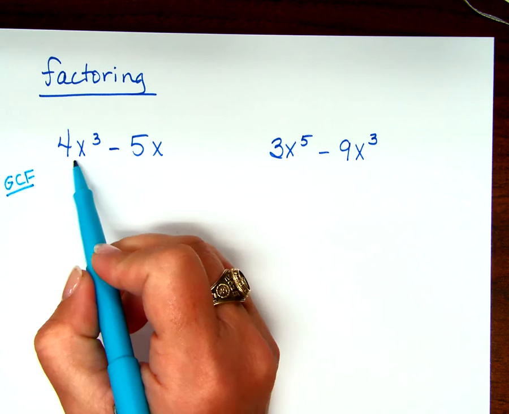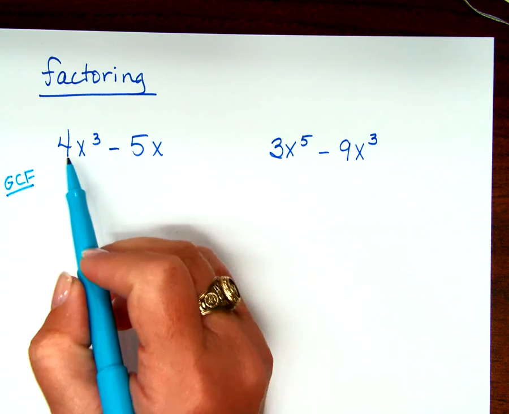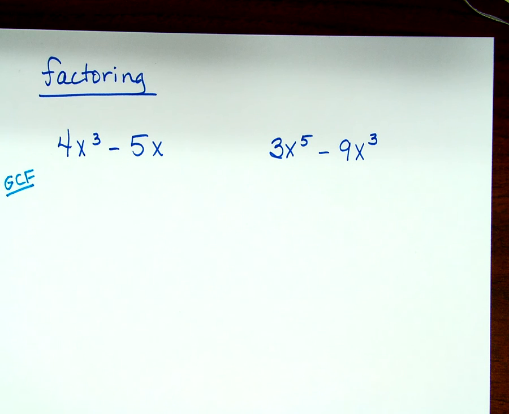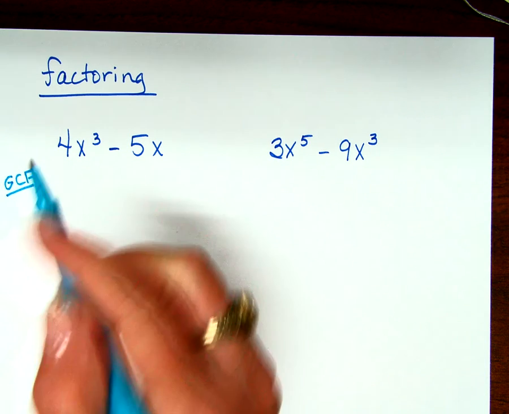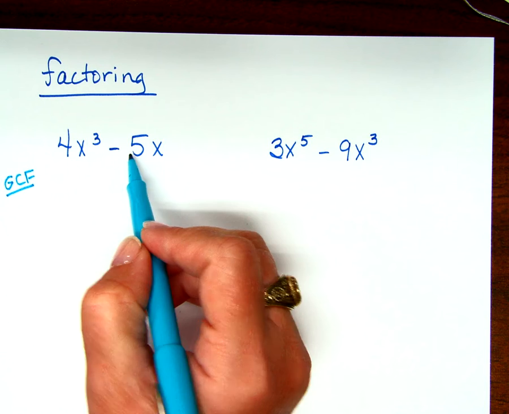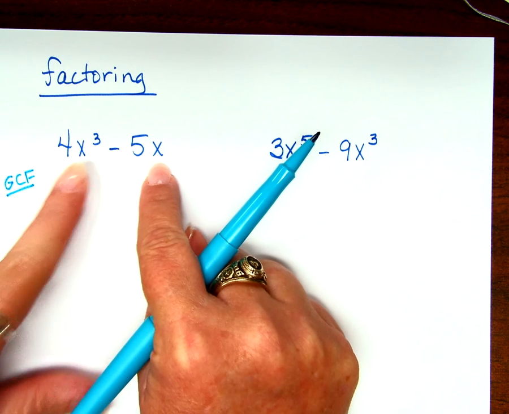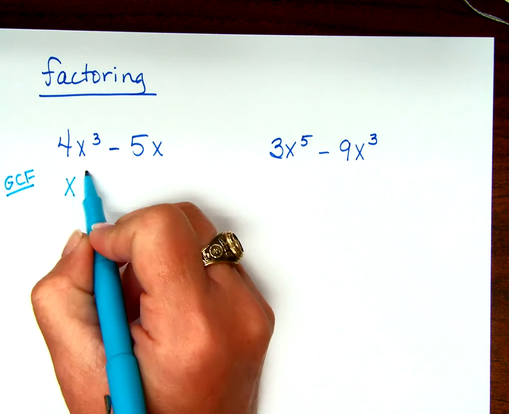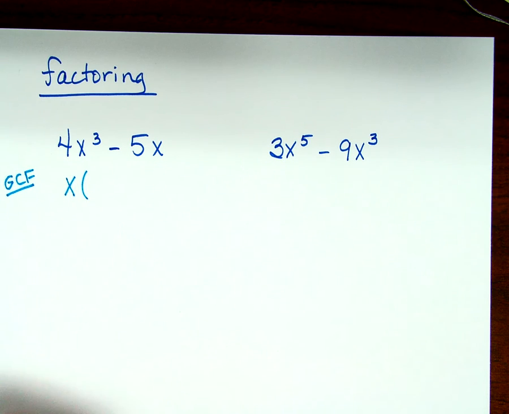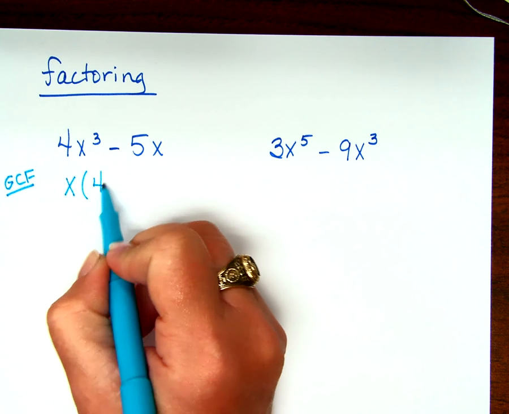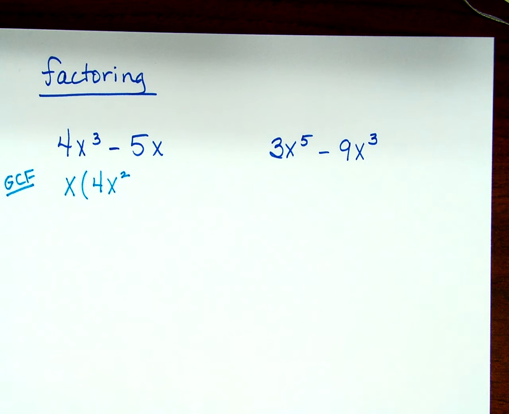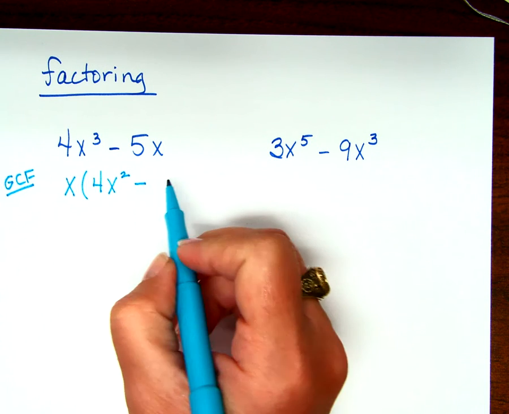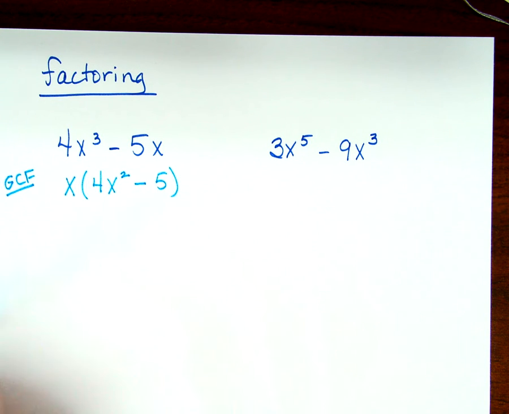Is there something that divides evenly into both of these terms? Not a number, right? There's nothing that divides into 4 and 5. But what about an x? Could I divide an x out of each term? What would it look like if I divided an x out of each term? What would be left? 4x squared minus 5. That's it.